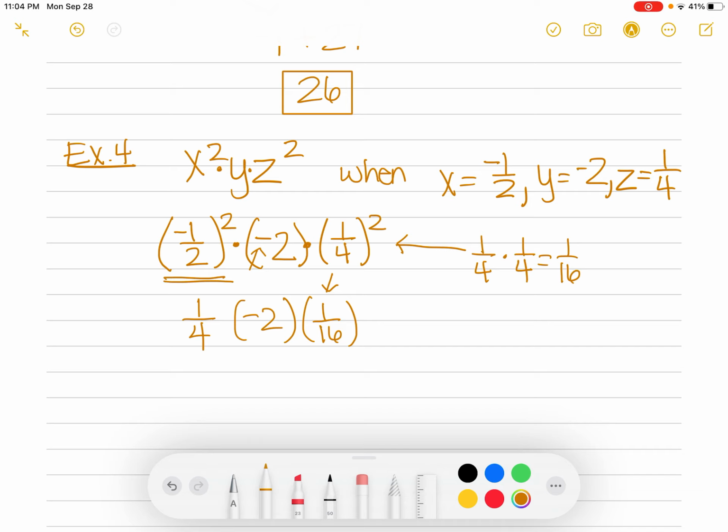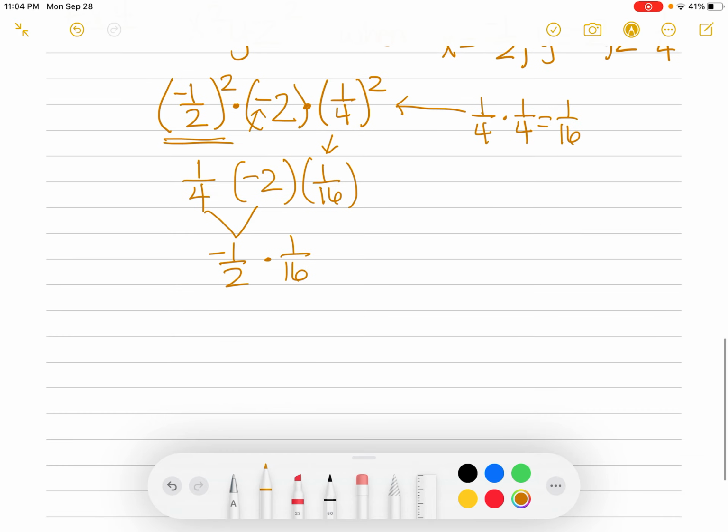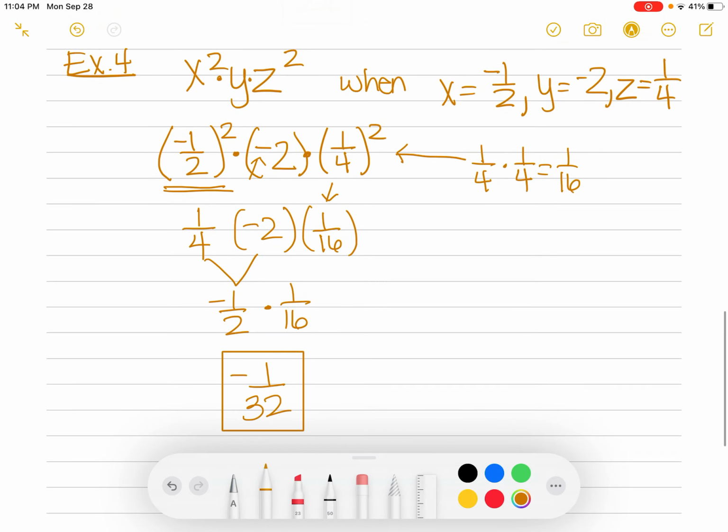Okay, now I need to solve all of these multiplications. So I'm going to do 1/4 times negative 2, and that would be negative 1/2. And then I have times 1/16. So when I solve that, I'm going to get negative 1/32. And there's my answer for example 4. I hope you got that right. If you didn't, then go back through my example and see what you did wrong, okay?